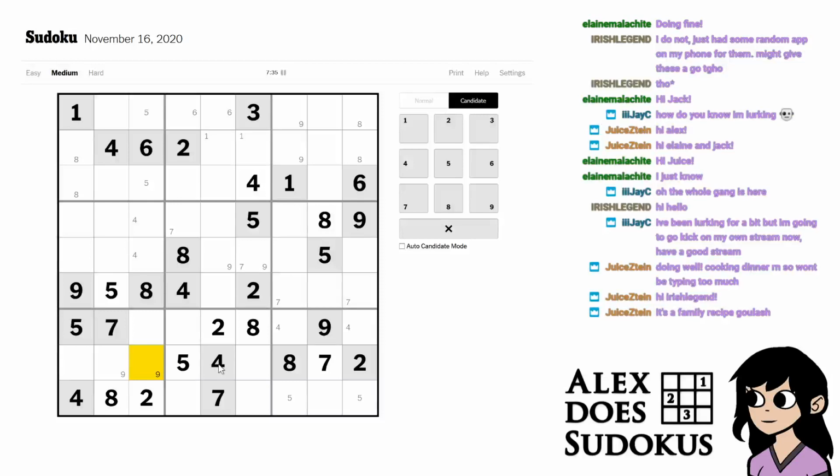It's a family recipe, goulash. Can't say I know what goulashes are, but I have heard of it, so I may have to look it up. I am looking for recipes in general for food. So okay, I think those are the final 9s that I can pencil mark in.